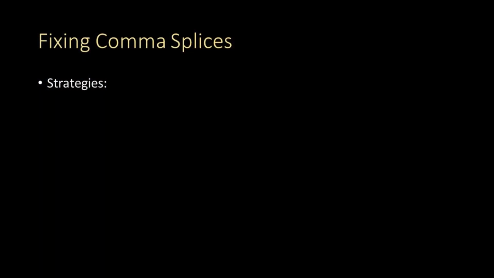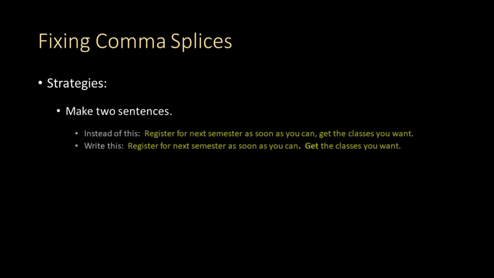The good news for us as writers is that once we've spotted them, comma splices are easily corrected and seldom require a complete rewriting of our sentence. One obvious thing we can do is break the comma splice in half. Make it 2 sentences instead of 1. Instead of this, register for next semester as soon as you can, comma, get the classes you want, we can write this: register for next semester as soon as you can, period, get the classes you want.